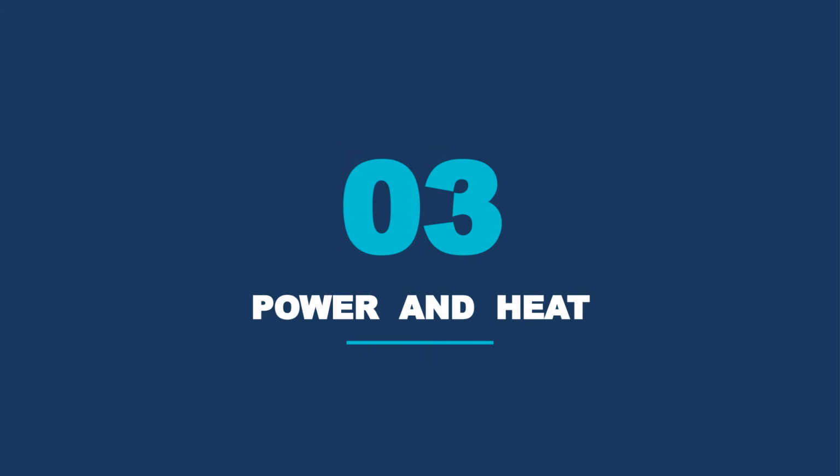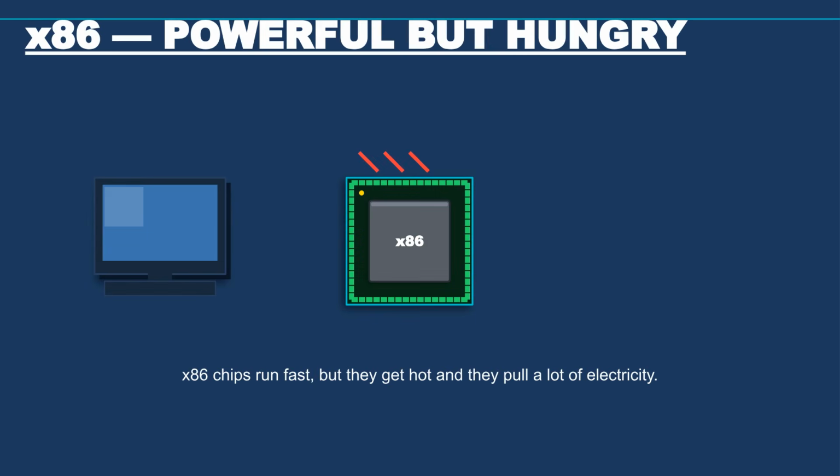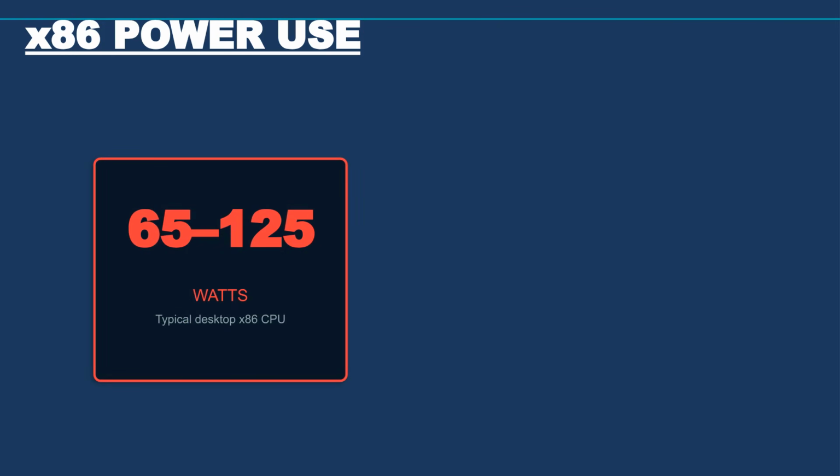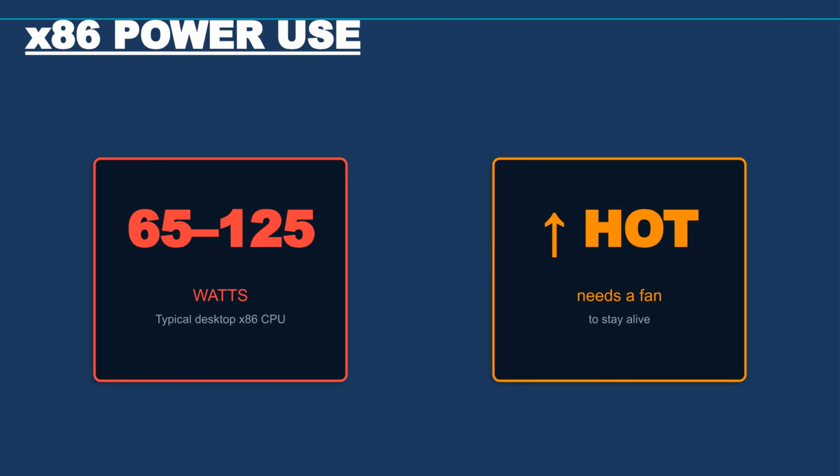Our third topic explores power and heat. x86 chips are powerful but energy-hungry. They run fast but generate a lot of heat, often reaching 85 degrees Celsius and requiring high power consumption. Typical desktop x86 CPUs consume between 65 and 125 watts and need a fan to stay cool. That's why laptops with these chips can be noisy and warm to the touch.